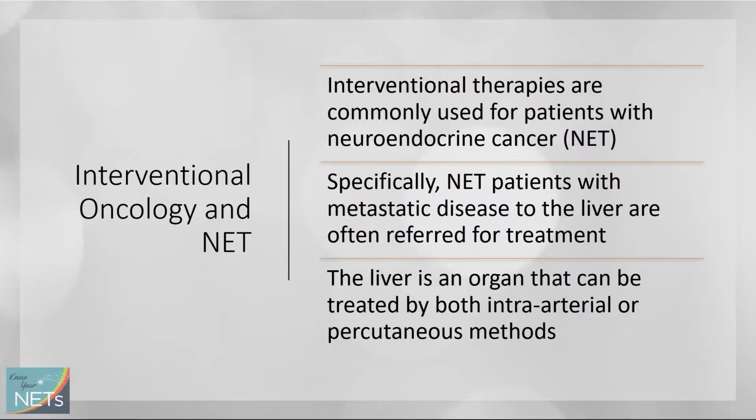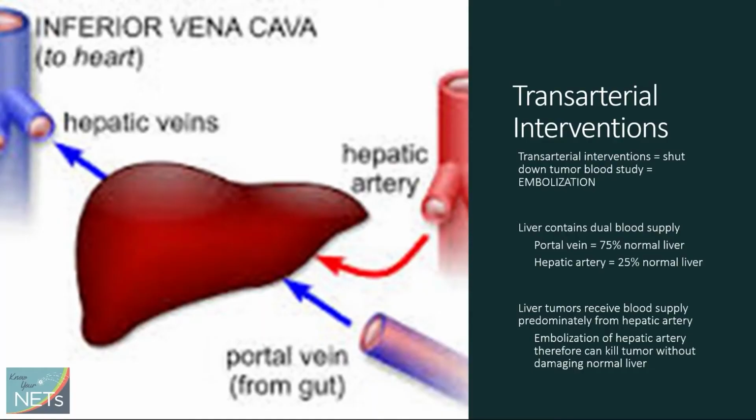So, where interventional oncology and neuroendocrine tumors, or NET, really intervene is primarily in the liver, because NET patients often have metastatic disease to the liver, and that's one of the primary places where cancer will spread in patients with NET. And fortunately for interventional oncologists, the liver is an organ that can be treated by both of these intra-arterial or percutaneous treatments.